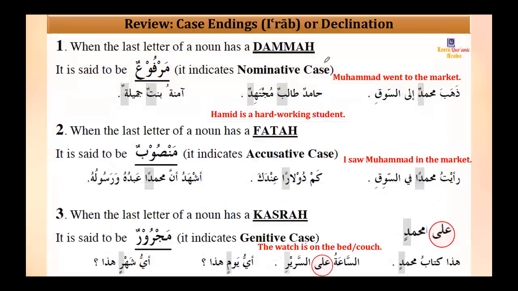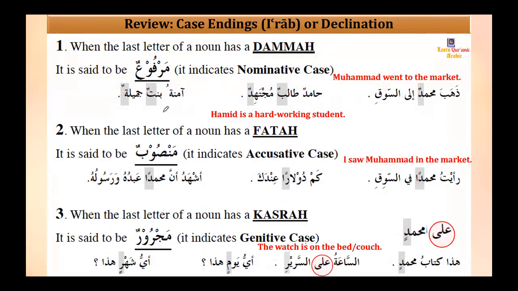All right. Now we are going to talk about case endings for plurals. So before we do that, I would like to quickly review the case endings that we have studied before. Case endings are also called i'rab, and in English we also call them declension.